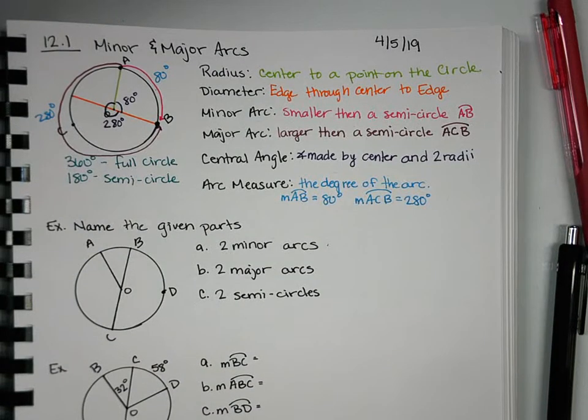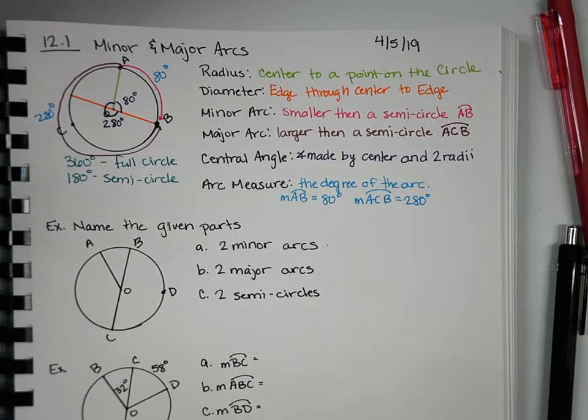So these are the vocab and the terms that we're going to be using in today's assignment. It's about getting used to the central angle, how it relates to the arc and the arc measure, and also how to label things. Any questions on the vocabulary before we go on to the examples?